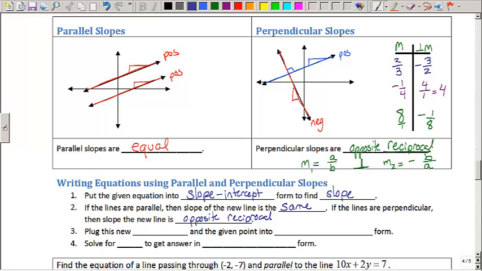Now that I have new information, I want to plug this new slope and our given point into point-slope form and finish the equation like we did earlier. Solve for y to get it in slope-intercept form.